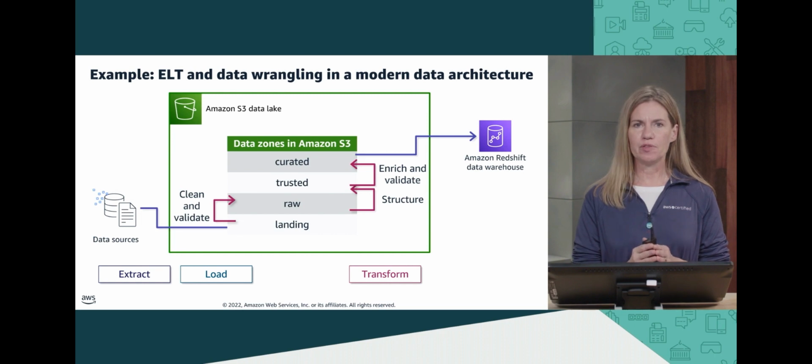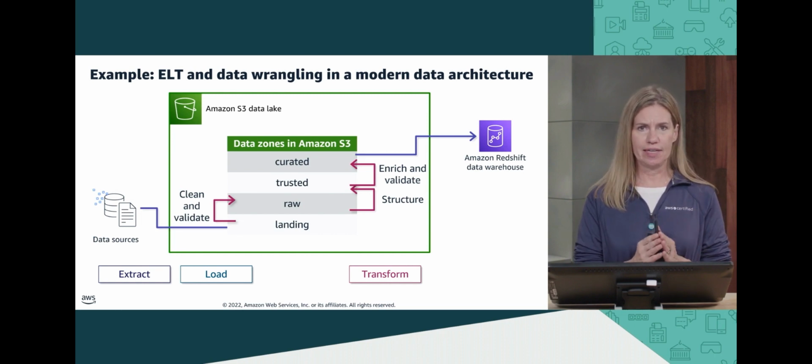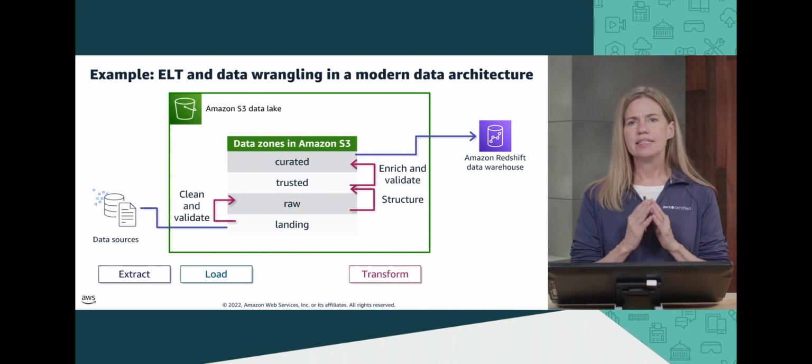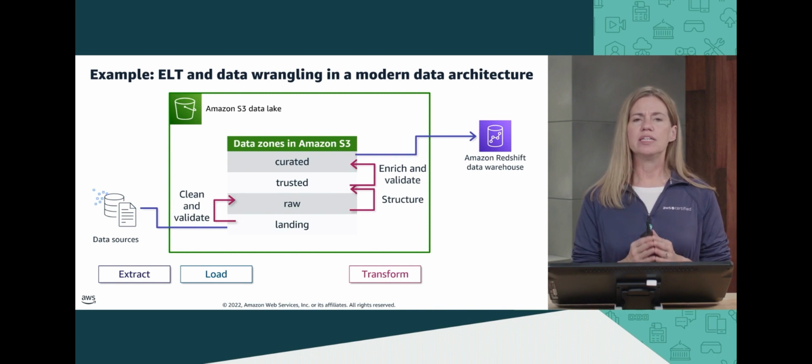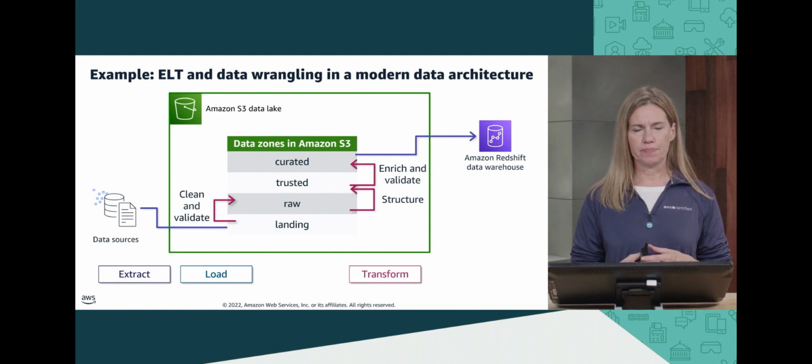In this example, the transform part of ELT occurs when data in the raw zone of the data lake is transformed into a highly structured state that the Redshift data warehouse can use. The data engineer or scientist would need to structure, enrich, and validate the data before the warehouse can use it. Data is stored in different zones as these steps are performed.